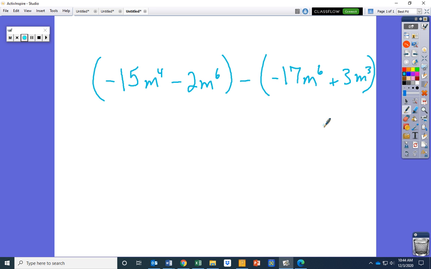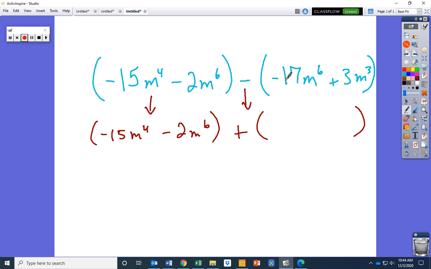Okay, so is this subtraction of binomials? So what is my rule? Copy. All right, so this stays exactly the same. Agreed? What does this become? Addition, and everything over here is opposite. What's the opposite of negative 17m to the 6th? 17m to the 6th. What's the opposite of plus 3m to the 3rd? All right. So I'm done, right? No, I still have to what? I still have to combine these, right?